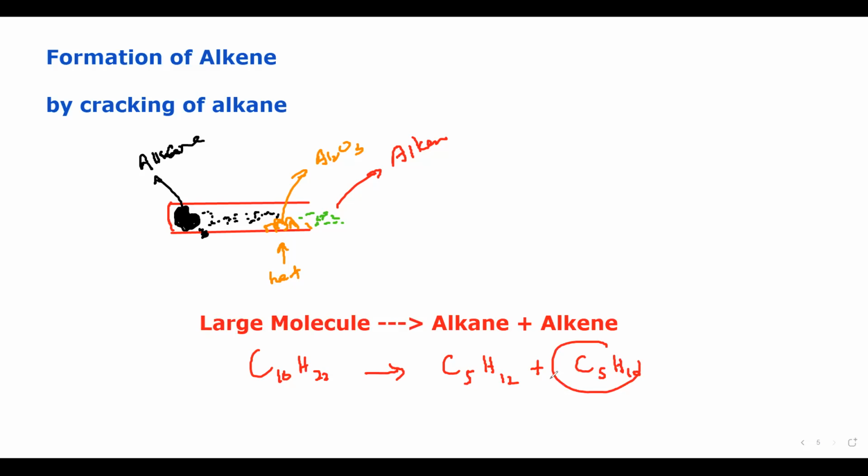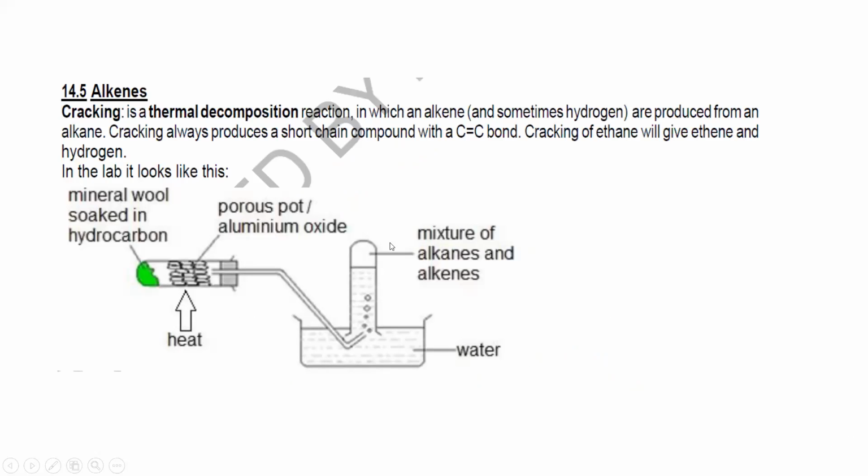So this results in the formation of an alkene. So the large molecule breaks down into a small alkane and an alkene. This process is known as cracking. So if we want to produce alkenes, we normally crack the long chain hydrocarbons. So this is how alkenes are produced.